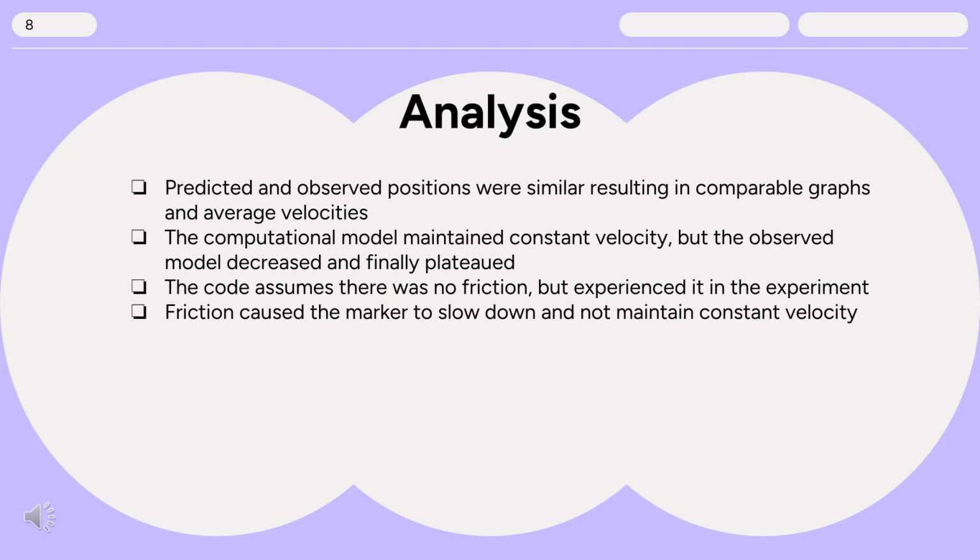So now for the analysis. Both the predicted and observed positions were pretty similar, resulting in comparable graphs and average velocities. The computational model maintained constant velocity, but the observed model decreased and finally plateaued. The code assumes there is no friction, but unfortunately the marker experienced it in the experiment, and friction caused the marker to slow down and not maintain the constant velocity.